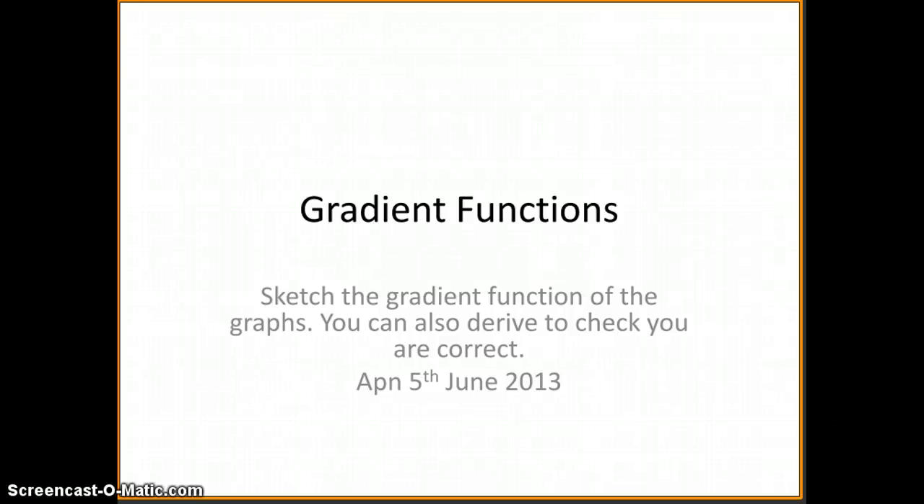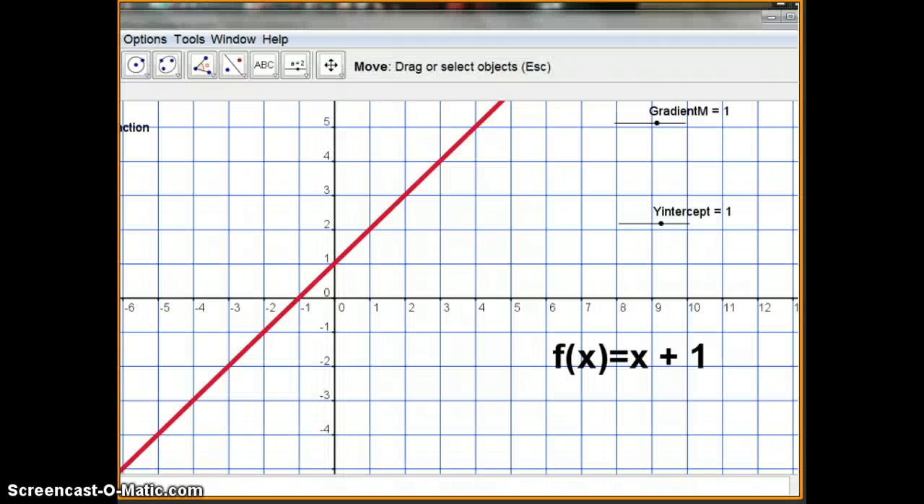Okay, in your external you are going to have to sketch the gradient function of a graph. And we can also practice a little bit of deriving to make sure we're correct. So here's our function. What does the gradient graph look like? Let's take this point here. What's the gradient? The gradient at that point is 1.